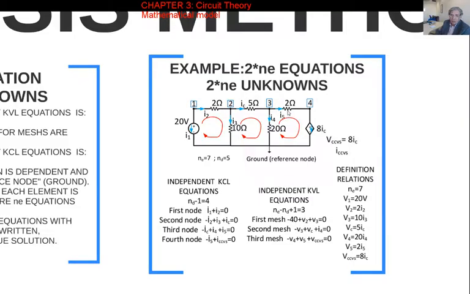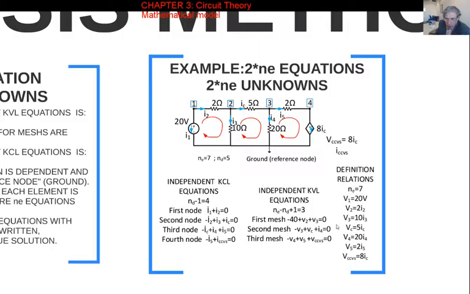For the fifth element, the directions of the currents are the same, so it is plus. For this last one, the direction of this current and this red color is the same, so it's going to be plus current controlled voltage source voltage. So we wrote the independent Kirchhoff voltage law equations, which are independent. There are 3 of them.